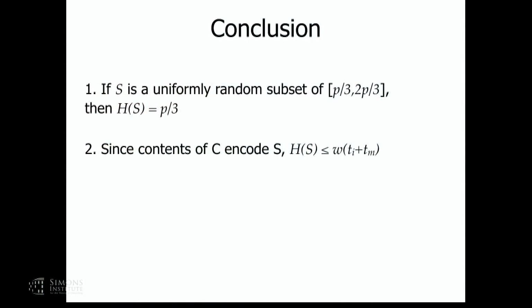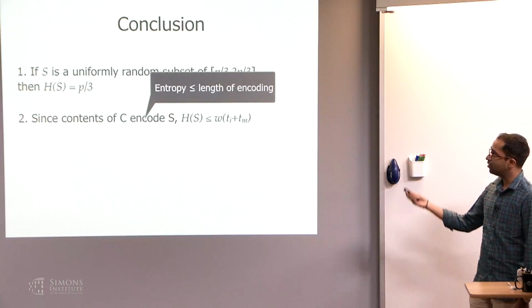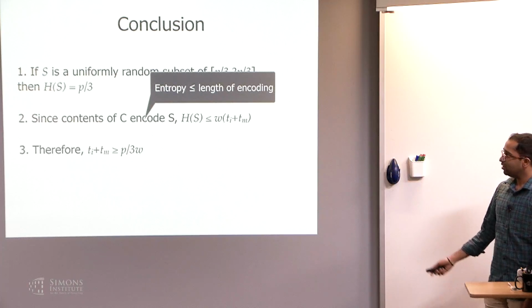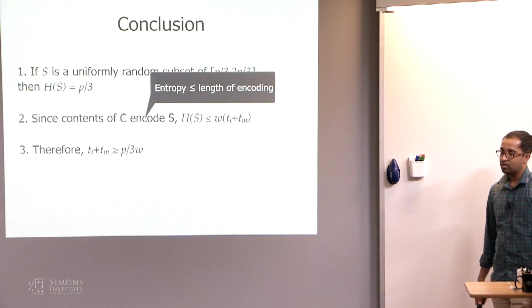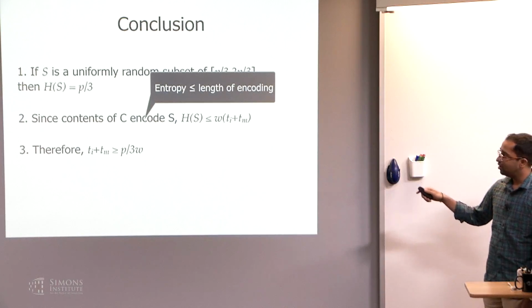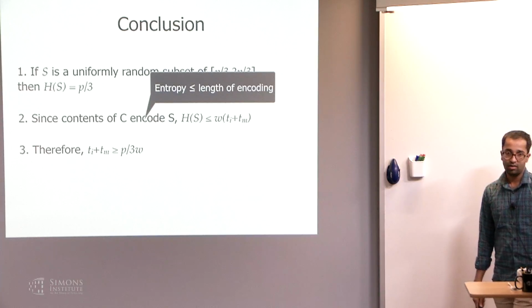And now this is good enough because the entropy of the set that you inserted was p over 3, and the number of bits that you require to write down the core is W times Ti plus Tm, where W is the word length, and each set is of size at most Ti plus Tm. This is a standard entropy argument, and it should tell you that Ti plus Tm should be at least p over W, and p was roughly n to the power 1 over Ti plus Tm. So this should tell you that Ti plus Tm is log n.